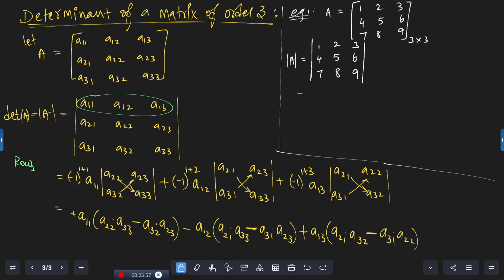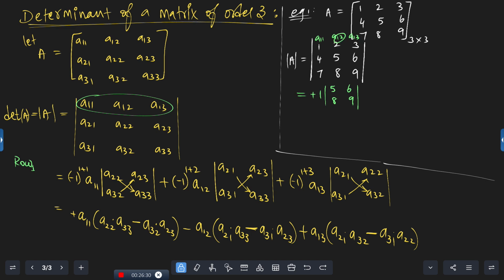Now, if I am finding that, let's see, children. Listen. First, 1 I am taking. 1 means A11, A12, A13. With the help of row 1 only I am going to find. So A1,1: 1 plus 1 is 2. 2 means plus. So plus, we have the number 1 here. Row and column if you strike out, what we have you write: 5, 6, 8, 9. Sorry, determinant. 5, 6, 8, 9.